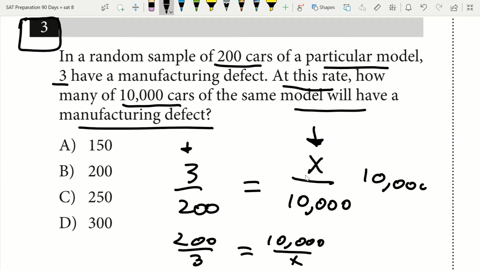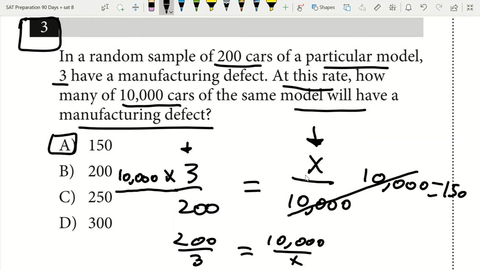When I multiply each side by 10,000, I'm left with x. So all I had to do is multiply each side by 10,000 to get my answer. Now I have 3 times 10,000 over 200. I plug that in my calculator, and that gives me 150. So I know that x has to equal 150, so my answer will be A.